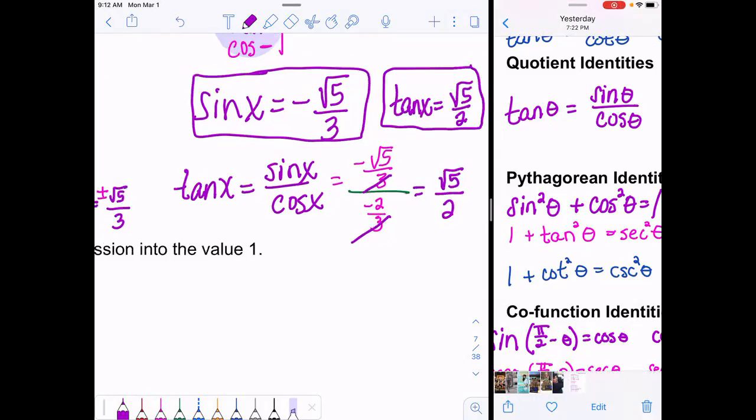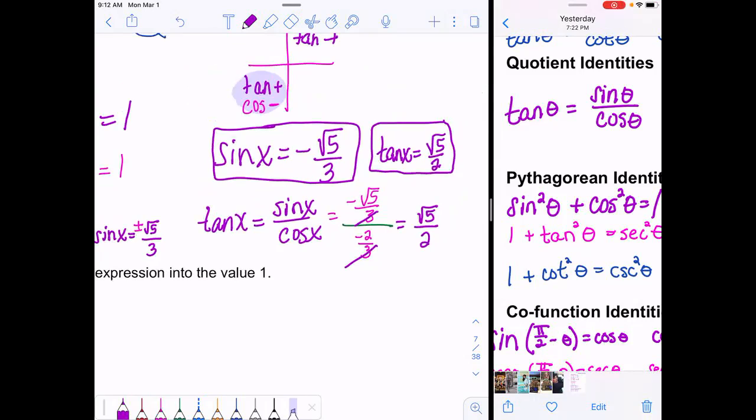It's positive because my angle's in the third quadrant, and it works out that way as well because I have a negative value divided by a negative value, which makes that positive. Questions?